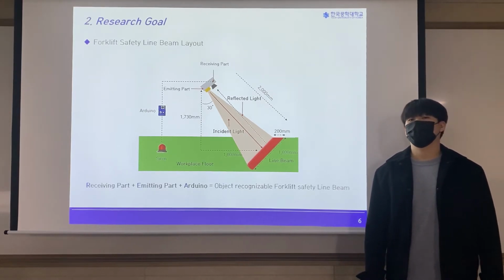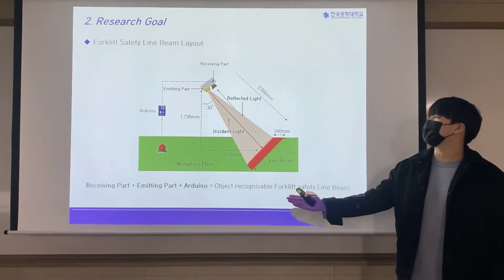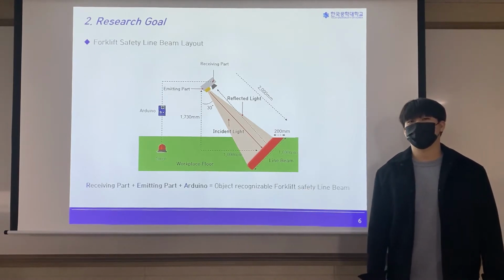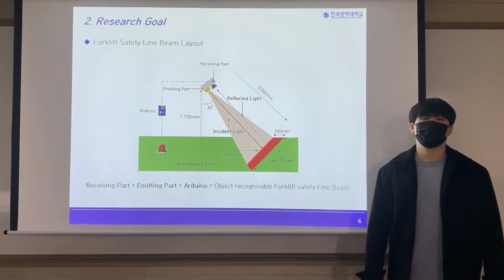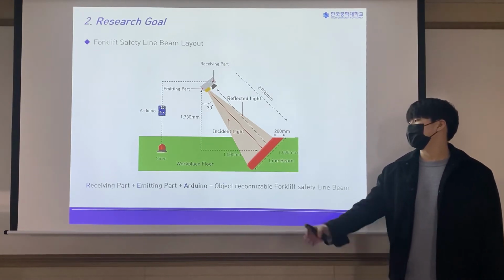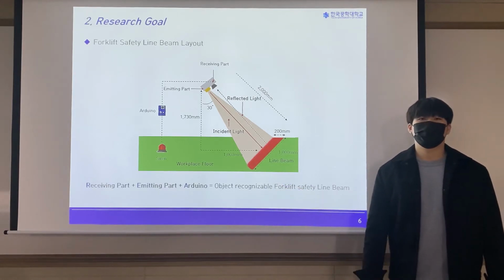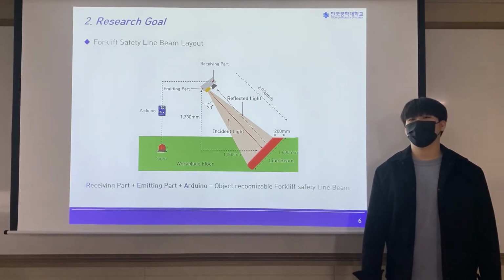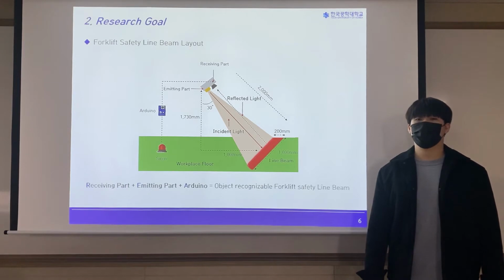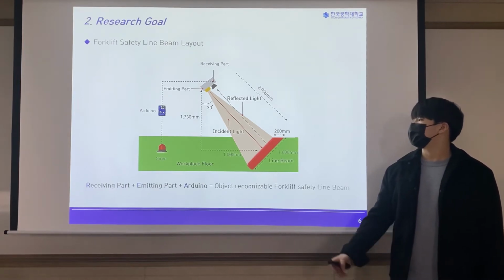Please look at the picture on the screen. Our goal is to develop an object recognizable line beam, but it's divided into three parts: light emitting part, light receiving part, and Arduino. The first goal is to design a light emitting part with a line shape and a high luminous value, as shown in the picture.